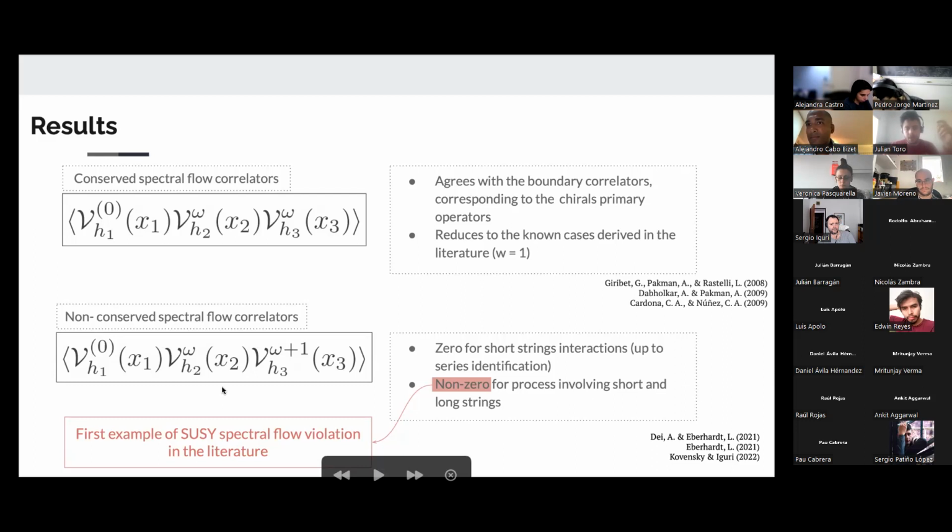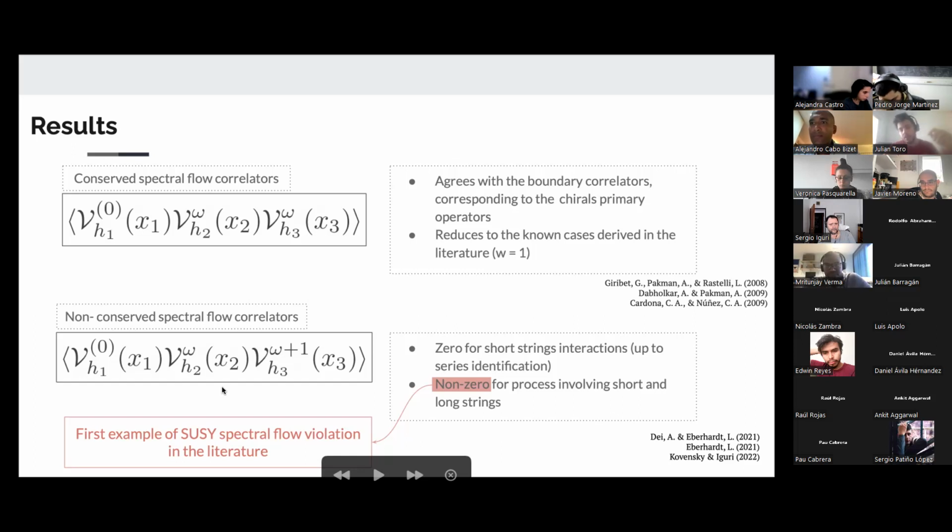Additionally, we studied processes where the total amount of spectral flow is not conserved, processes given schematically by the last formula. We've seen that for processes that involve only short strings, these interactions are zero up to a series identification, but give a non-trivial result for processes that involve both short and long strings. And this corresponds to one of the first examples of supersymmetric spectral flow violation in the literature.